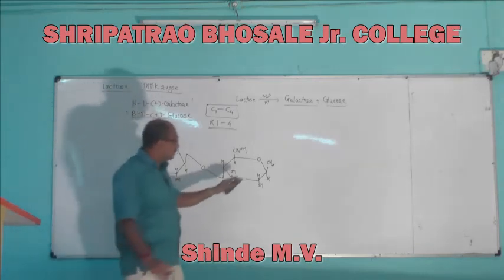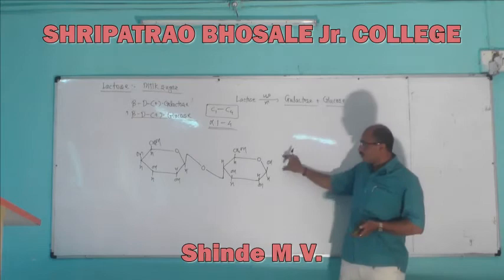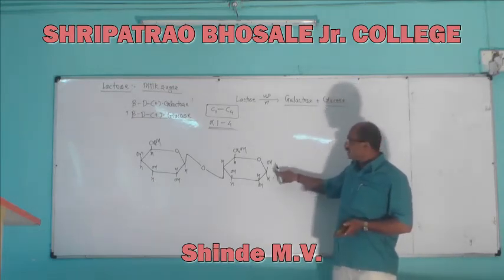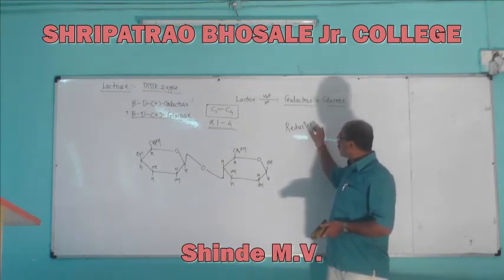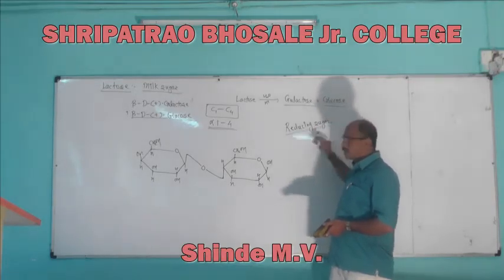When we observe the reactive carbonyl group present in the glucose molecule, it is found to be free, so it must be a reducing sugar.